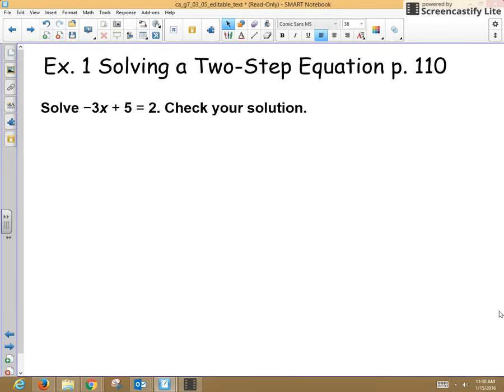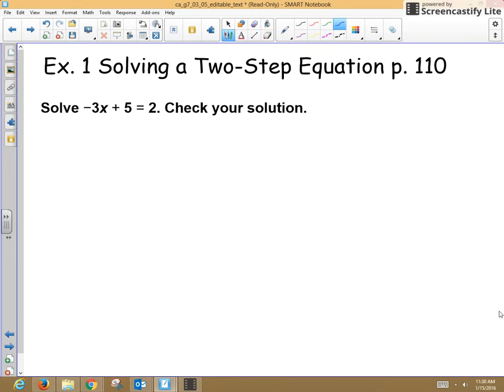Let's start with example 1, solving a two-step equation. We have negative 3x plus 5 equals 2. Then it wants us to go back and check our solution. So to solve a two-step equation, we need to undo the process of order of operations.